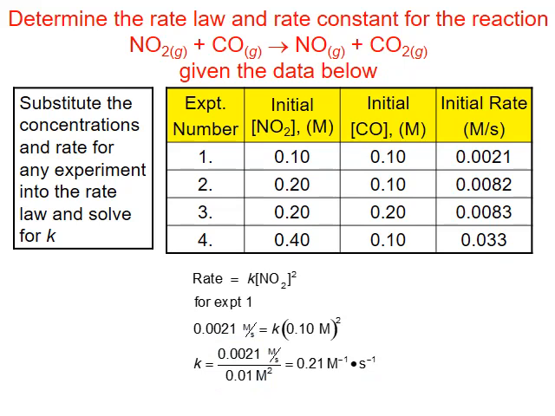And again, you should be able to pick any of the other trials and substitute them into our general rate law and solve for K and get pretty much the same value.